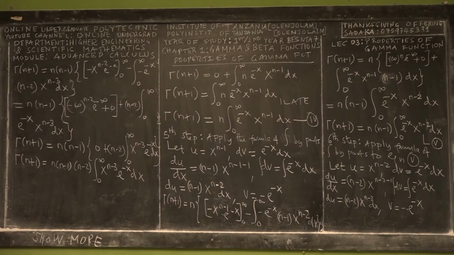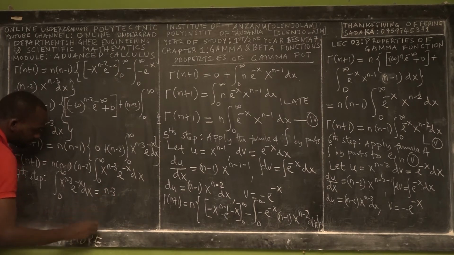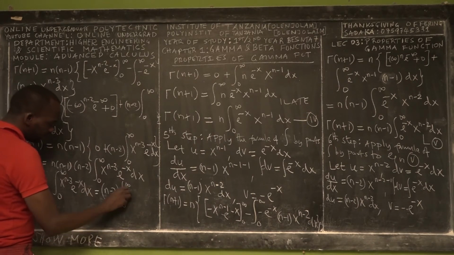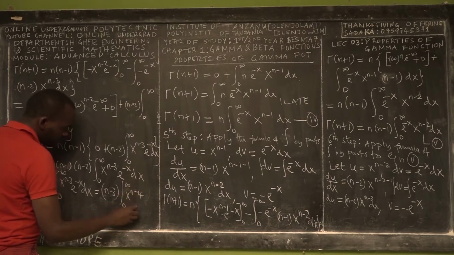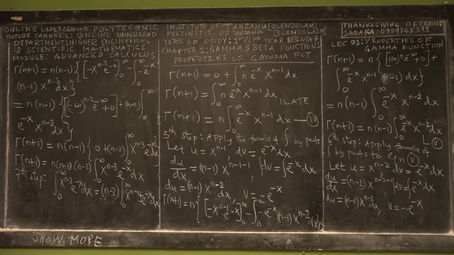Okay. So if you do the integration by parts again, right? So listen, bear this in your mind. If you integrate this one, 0 to infinity, x power n minus 3, e power negative x dx, this will give you n minus 3. Okay? And then the integral from 0 to infinity of x power n minus 4, e power negative x dx, etc., etc., etc.